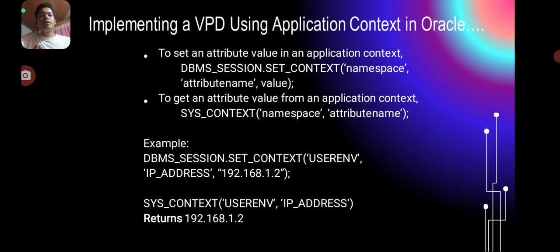For example, DBMS_SESSION.SET_CONTEXT('USERENV', 'IP_ADDRESS', ...) sets the IP address. And next is the system context, SYS_CONTEXT('USERENV', 'IP_ADDRESS'), which will return the correct IP address that was input, which is 192.168.1.2.